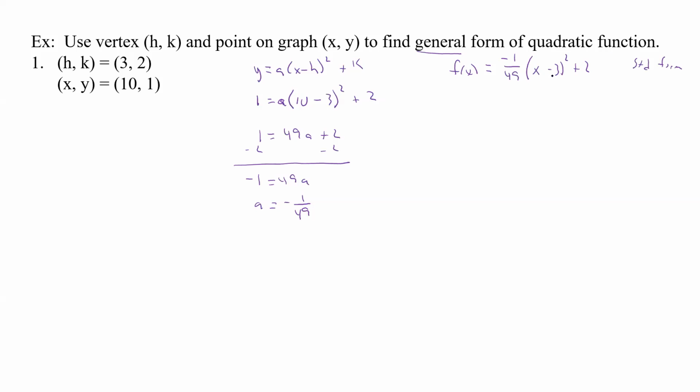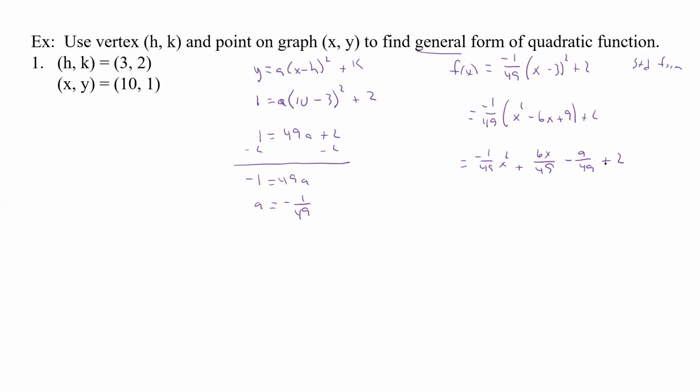So what we have to do is we have to square this. And so that's going to be minus 1 over 49 times, that's going to give us x squared. Then that's going to give us minus 6x. That's going to give us plus 9, plus 2. Now if we distribute the negative 1 over 49, then that's going to be plus 6x over 49. And then that's going to give us a minus 9 over 49, then plus 2.